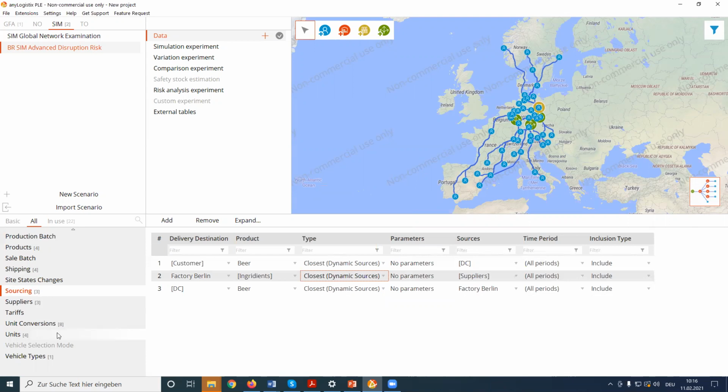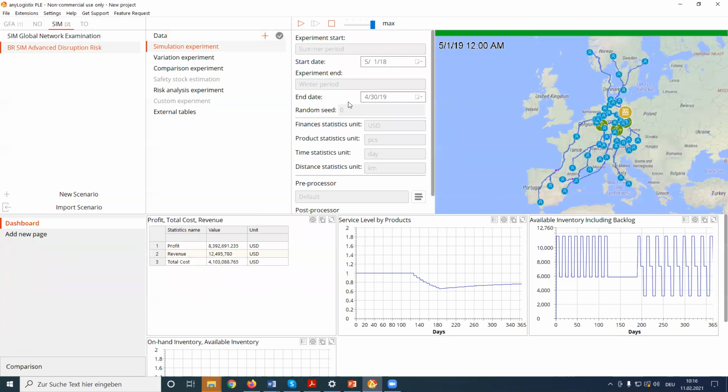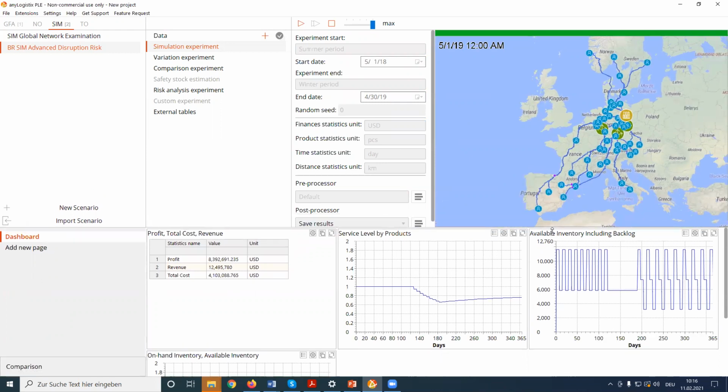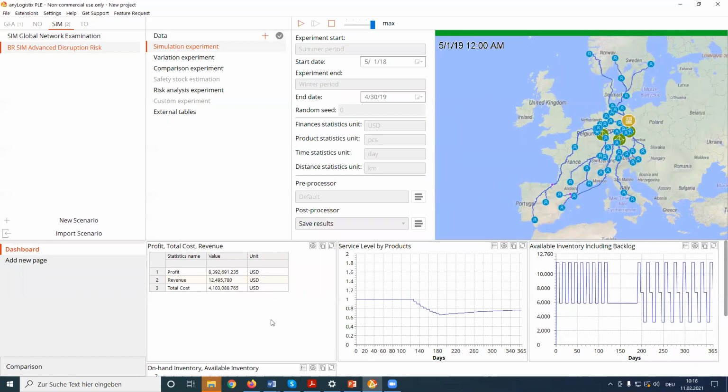This is actually what we need. And now we run the experiment. We run a simulation experiment in order to observe the performance of our supply chain for 3 performance indicators: financial indicators like profit, revenue, and cost, service level by products, and available inventory, including backlog.